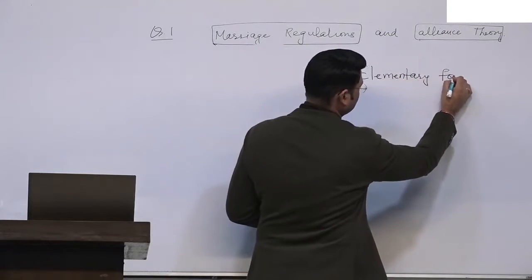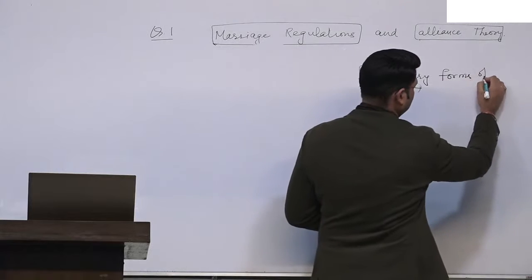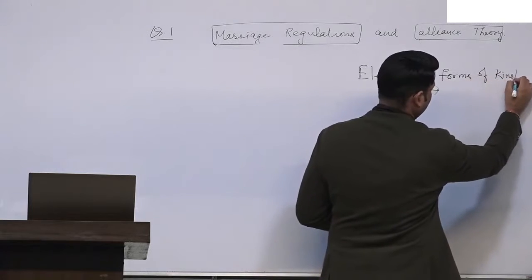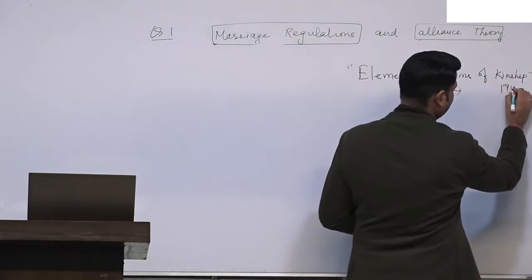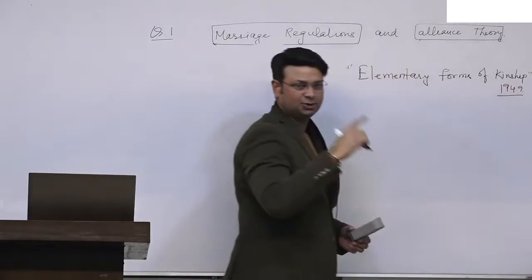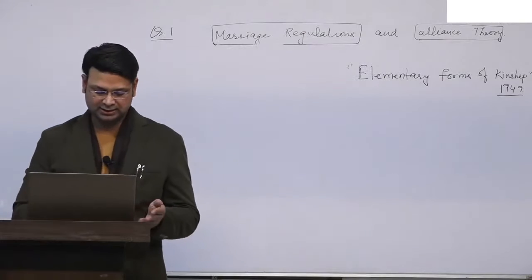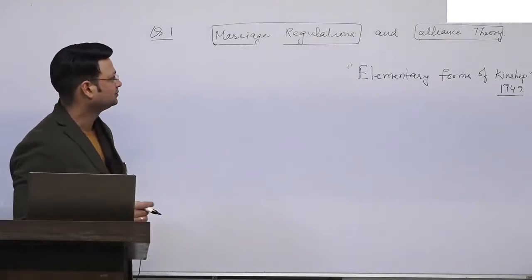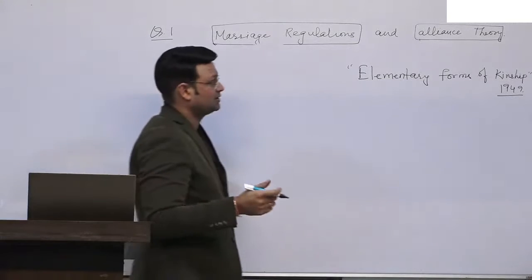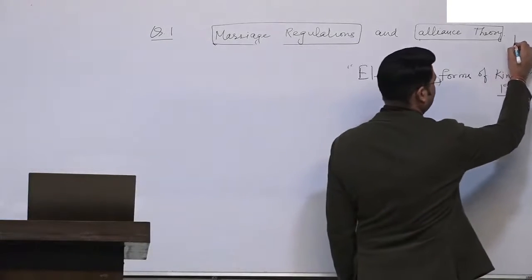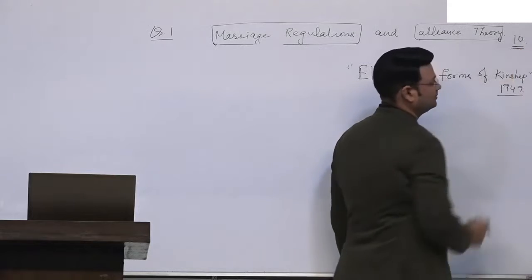Although he wrote this book in French, right? This book he wrote in 1949. But the English version came in 1960 or 69 or something. Now, how will you write this question? That becomes a challenge, because it is a 10 marker, and even I cannot elaborate on the alliance theory.